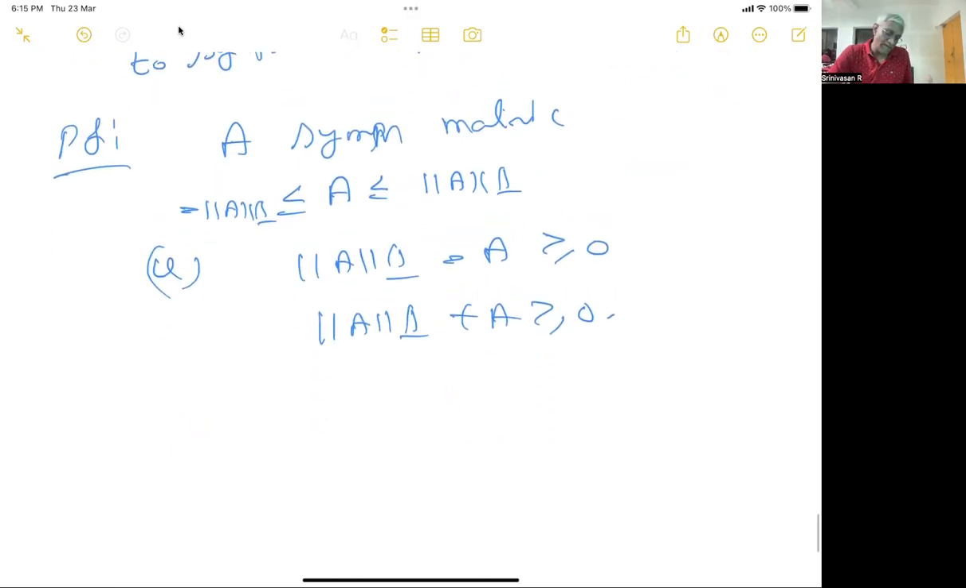But then if you want, you can add an epsilon and make it strictly positive. So there exists lambda greater than 0 such that lambda times 1, where 1 is the identity operator, plus or minus A is greater than or equal to 0. The second inequality is the same inequality for minus A.